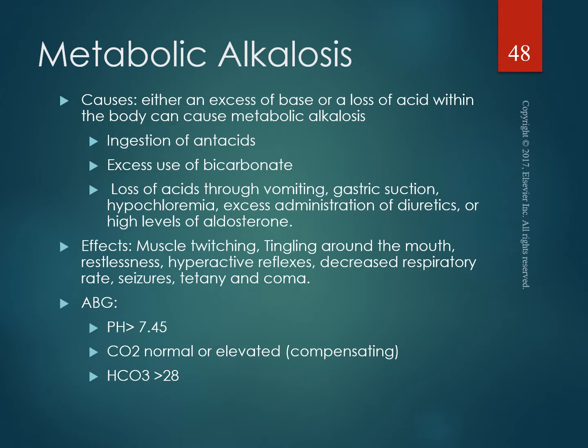So metabolic alkalosis occurs from a loss of hydrogen ions through the kidneys or the GI system. Causes are either an excess of base or a loss of acid within the body. Ingestion of antacids, excess use of bicarbonate, loss of acids through vomiting, gastric suction, hypochloremia, excess administration of diuretics, or a high level of aldosterone can cause metabolic alkalosis.